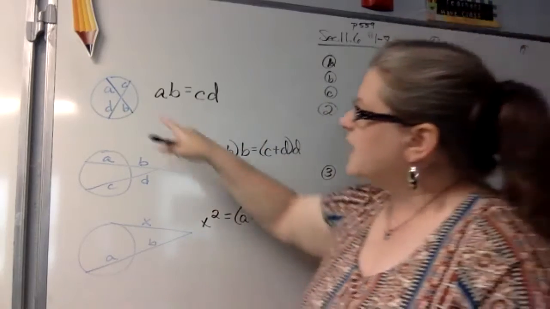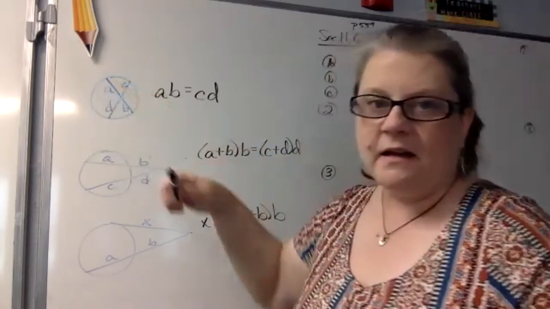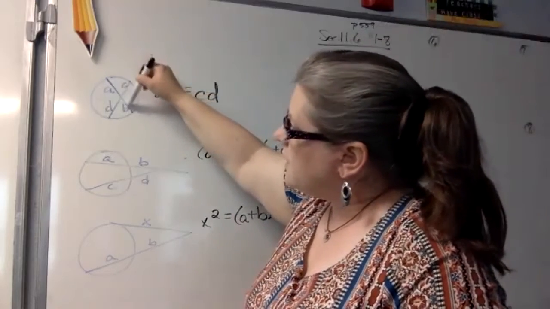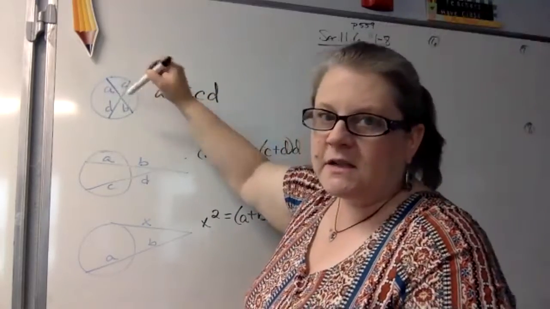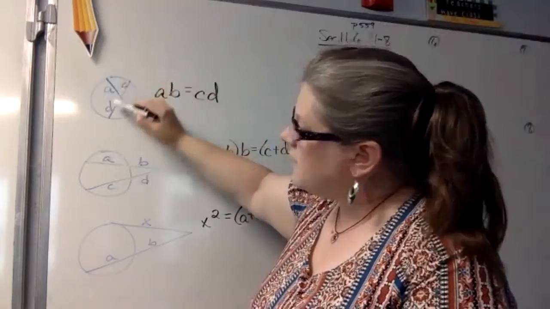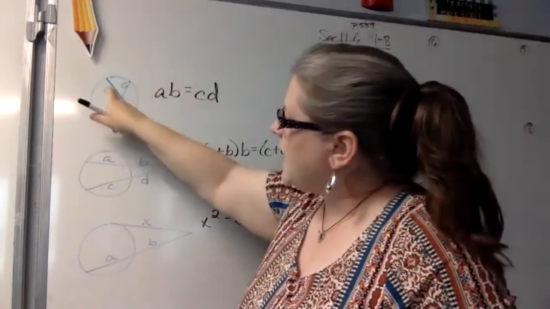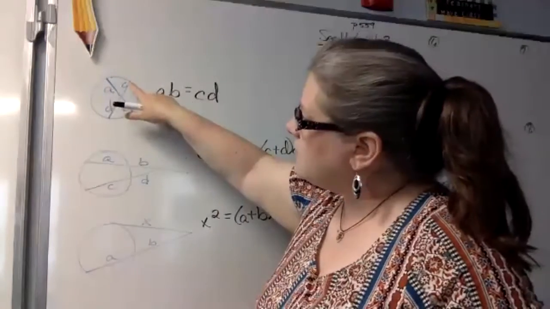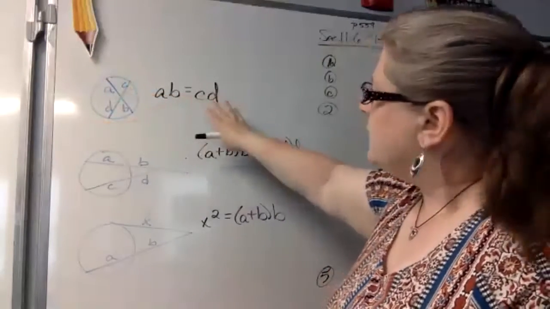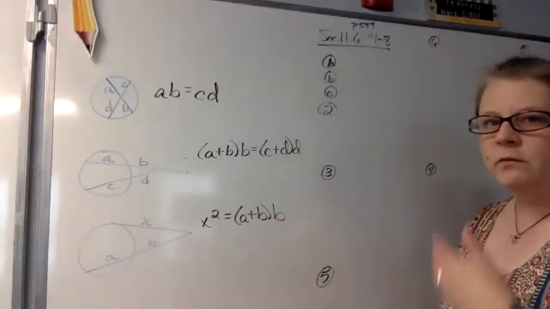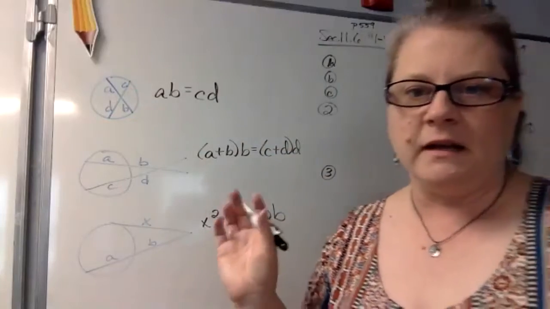When they intersect inside, what it's saying is the product of each part of one secant is going to be equal to the product of each part of the second secant. So I can take the A times the B, and that's going to be equal to the C times the D. Okay, so we can write that as a problem, and then we can solve it for one of the pieces of the secant that might be missing.